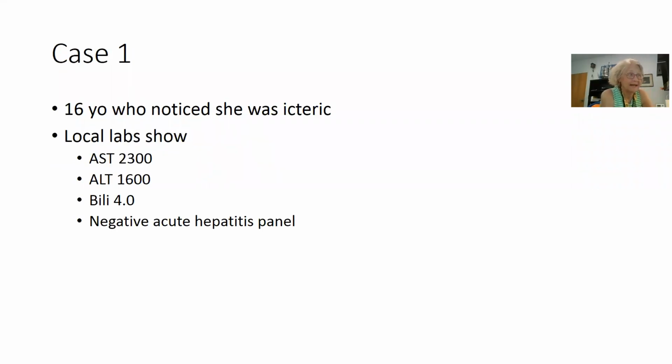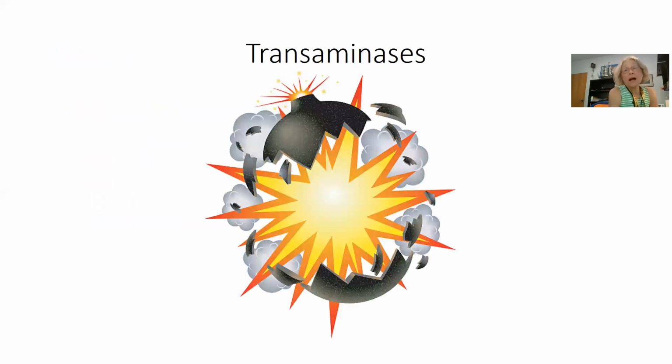So I'm going to start with a case. This is a 16-year-old who noticed that she was icteric. You have some local labs. The transaminases were 2,300 and 1,600. The bilirubin was 4, and they said that they had a negative acute hepatitis panel. So she's got high transaminases. What does that mean?